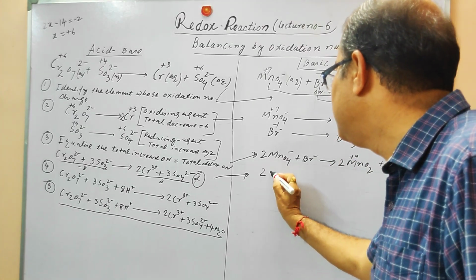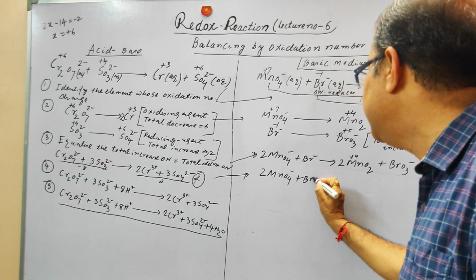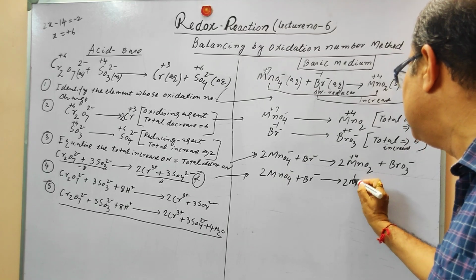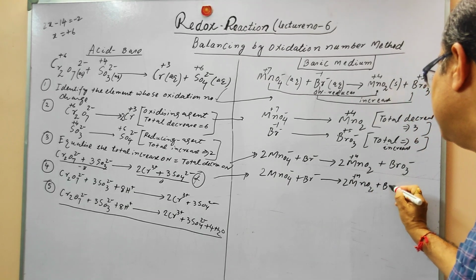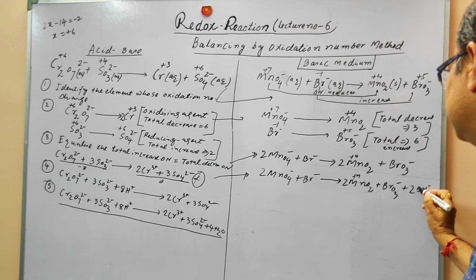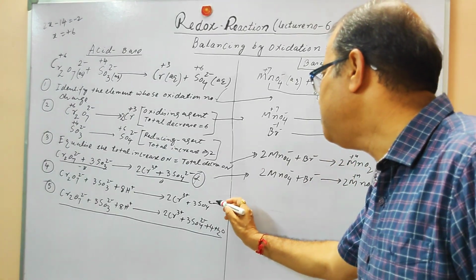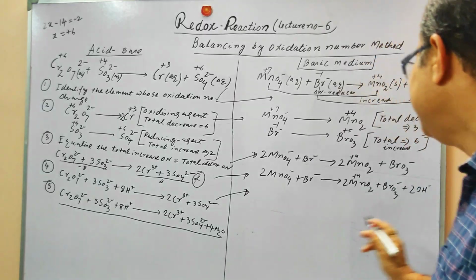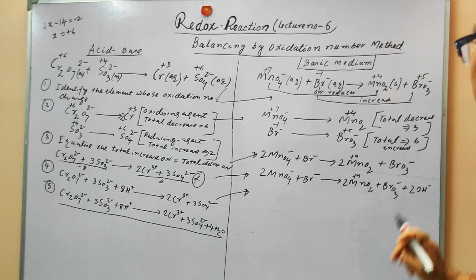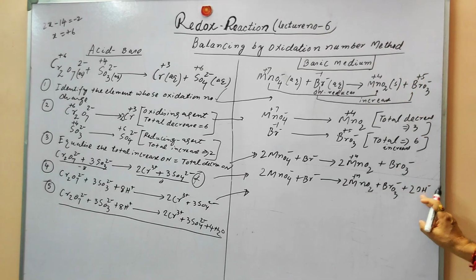So what will we do? 2 MnO4 minus plus Br minus is equal to 2 MnO2 plus BrO3 minus, and we put 2 OH minus. Okay, so now we have balanced the charges. Now we have to balance the hydrogen atoms. How do we balance the hydrogen atoms? We have to put the H2O molecule. So we put 2 H2O because there are 2 hydrogen atoms.